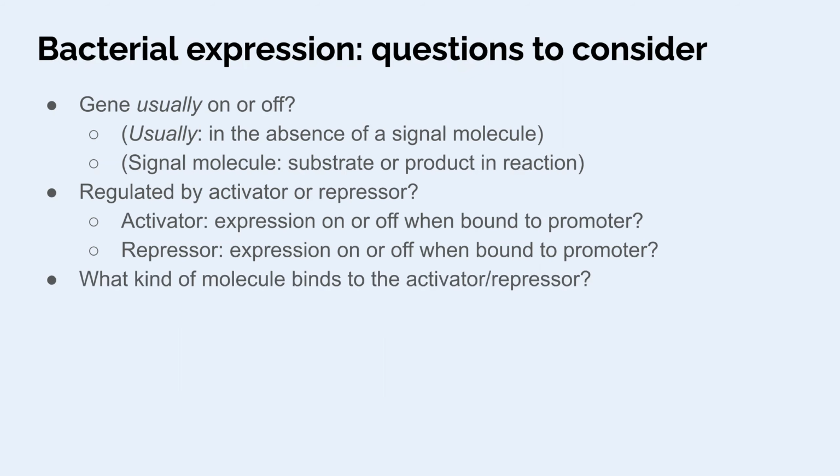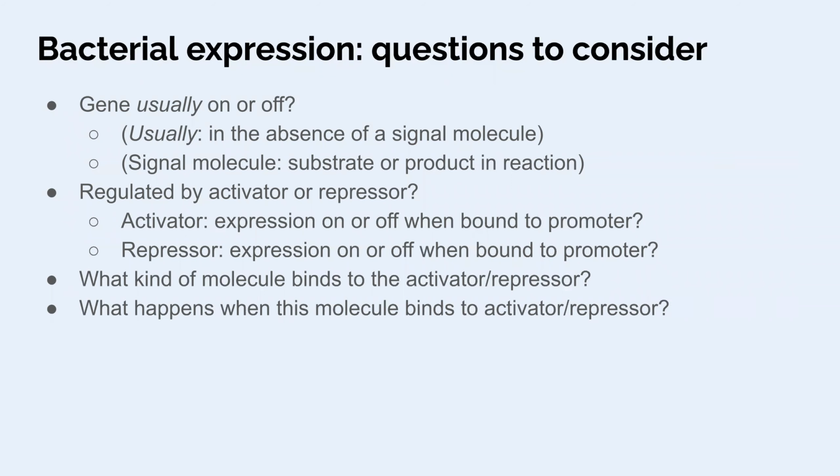And then what kind of signal molecule is interacting with the activator or repressor? What happens when the signal molecule attaches to the activator or repressor? So you can work through the examples we've done, and then also maybe come up with your own examples, as there's a variety of genes that are regulated in the same way in bacteria. So get some practice looking at those.